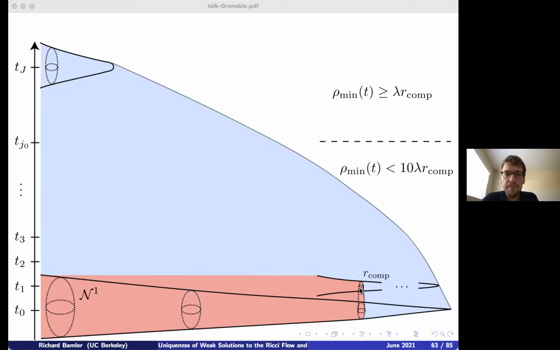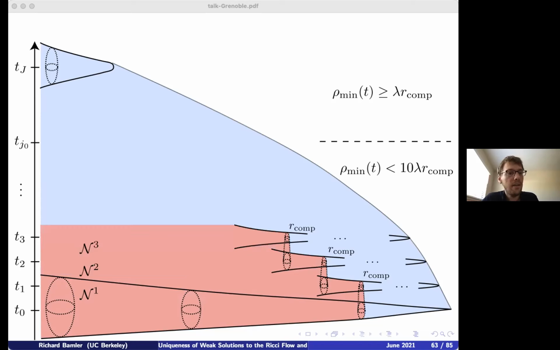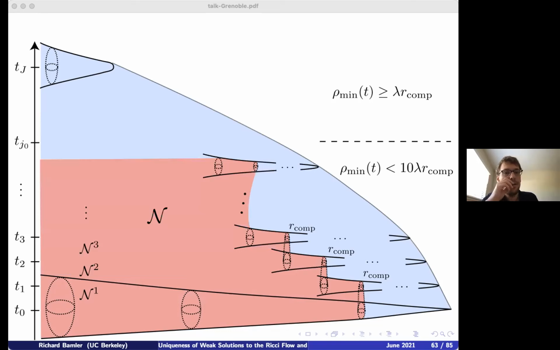Then the next N_2 should look like this, should be some other product neighborhood, and it should just be a little smaller. And then I take another product neighborhood and so on, up until that last time t_j naught minus 1. Just to recap the conditions here, every N_1, N_2, N_3, and so on is a product domain. These product domains get smaller and smaller. Then I want the boundary always at the final time of each product domain. I want the boundary to be a central two-sphere of a delta neck.